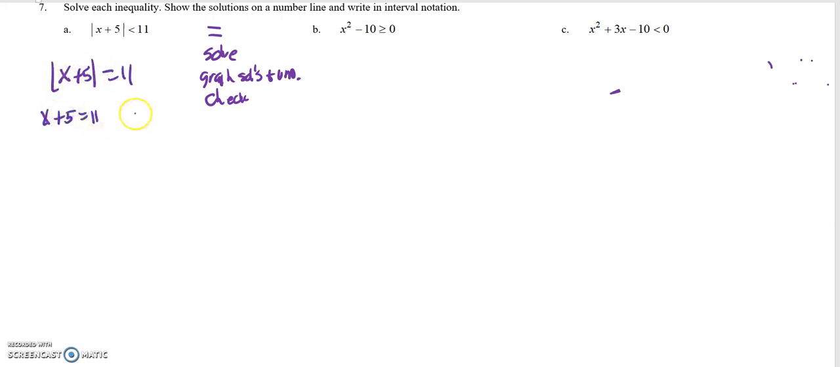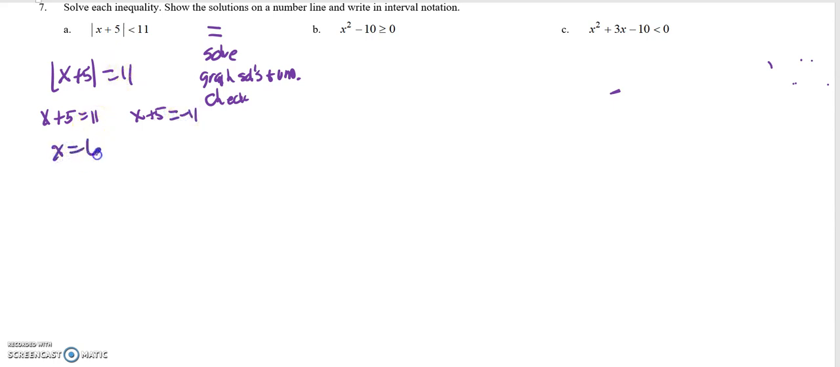All right, these here. Remember, step 1, make them equal. Then solve. Then graph solutions and undefined values. And then check the regions. So I'm going to say the absolute value of x plus 5 equals 11. Now to solve, I have to get rid of the absolute value, so I need to make two cases. I changed the sign of the 11, not the plus 5.